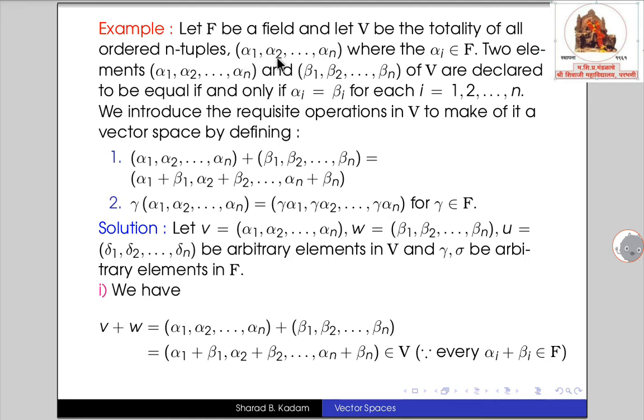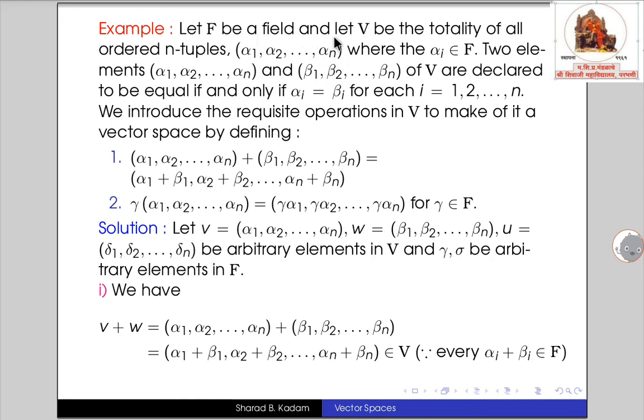Here alpha 1, alpha 2, alpha n are the elements from the field F, which means they are scalars. Alpha 1, alpha 2, alpha n all are scalars, whereas this element in brackets, alpha 1 comma alpha 2 comma so on up to alpha n, is an element from the set V, and we will show that V forms a vector space.